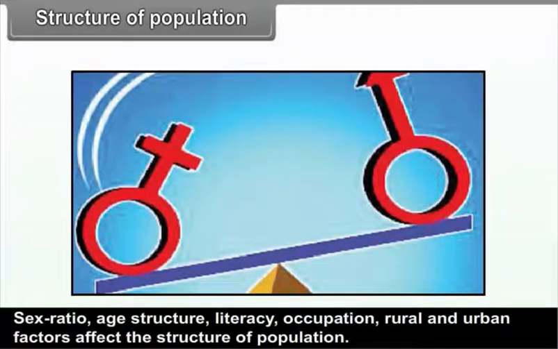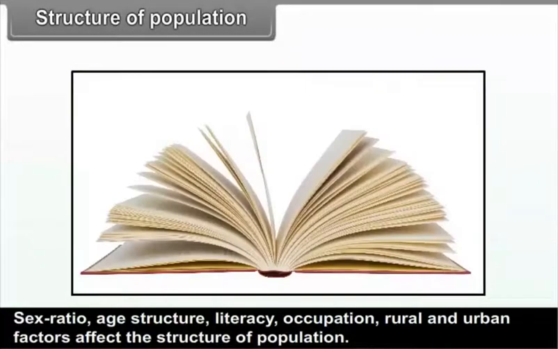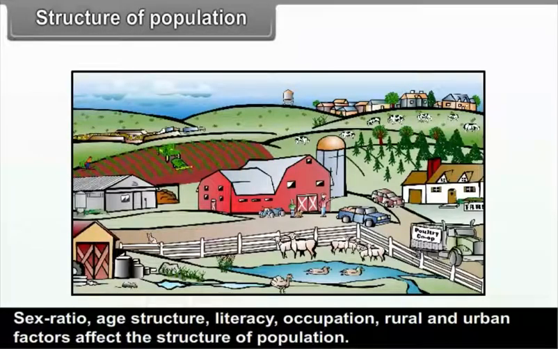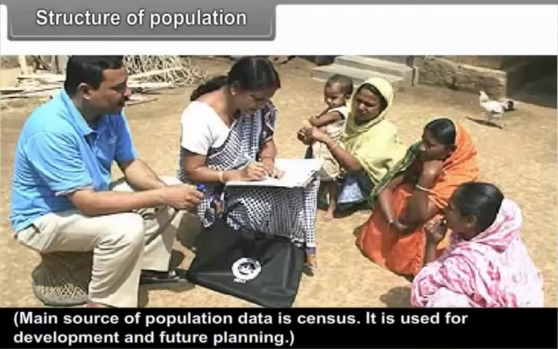(7.2) Structure of population. Sex ratio, age structure, literacy, occupation, rural and urban factors affect the structure of population. The main source of population data is the census. It is used for development and future planning.